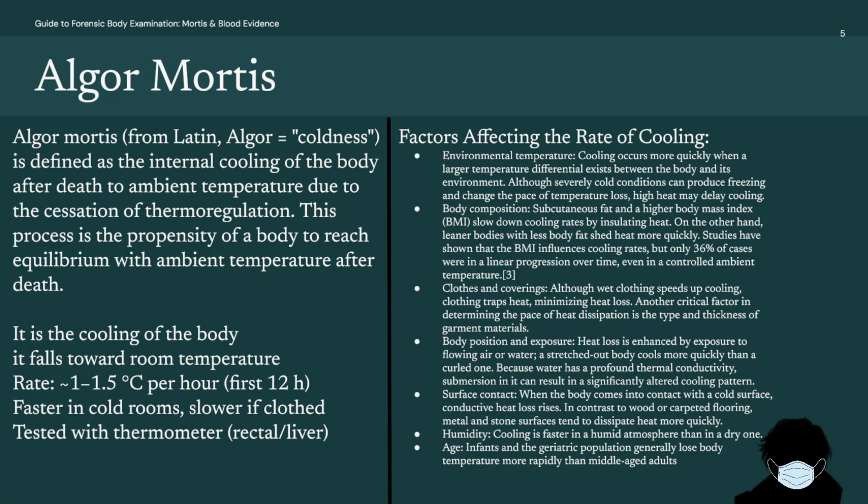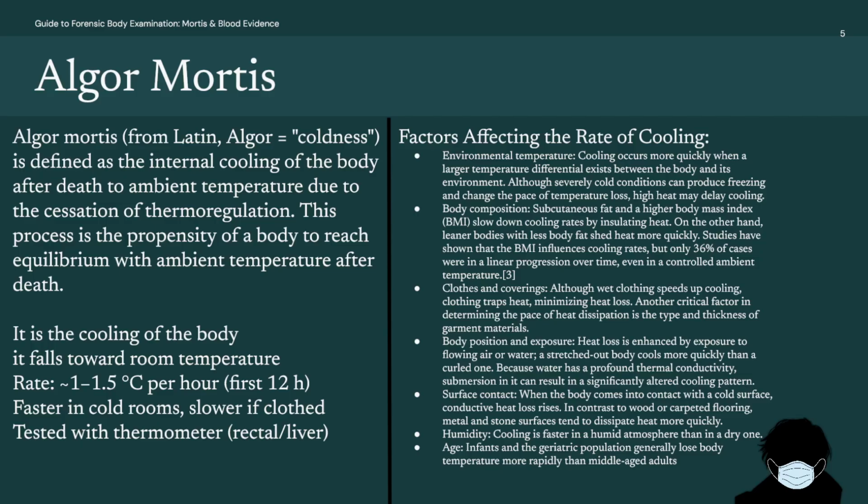Algor mortis. Algor mortis is the coldness and cooling of the body after death to ambient temperature. This process is the propensity of a body to reach equilibrium with ambient temperature after death. It is the cooling of the body, it falls towards room temperature, 1 to 1.5 Celsius per hour in the first 12 hours, and faster in cold rooms, slower if clothed, tested with thermometers on the rectal or liver.